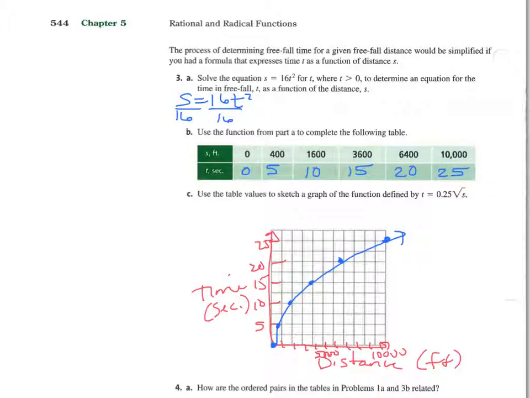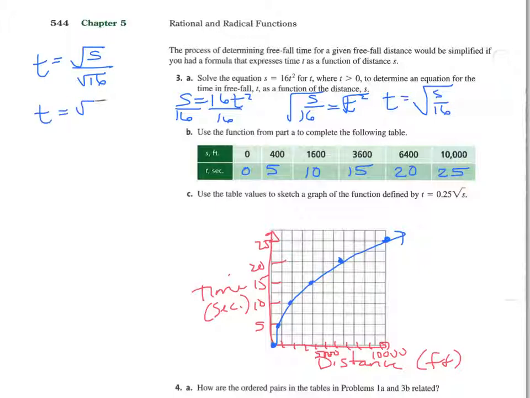So I have so far s over 16 equals t squared. And then I'm going to take the square root of both sides. They're saying t is just positive, so I'm actually only looking for the positive one. So t is going to be the square root of s over 16. I'm just going to go over here on the side and rewrite that using that fact that we just did. We could also say t equals the square root of s over the square root of 16. And it helps me a little bit because then I can actually simplify to this.